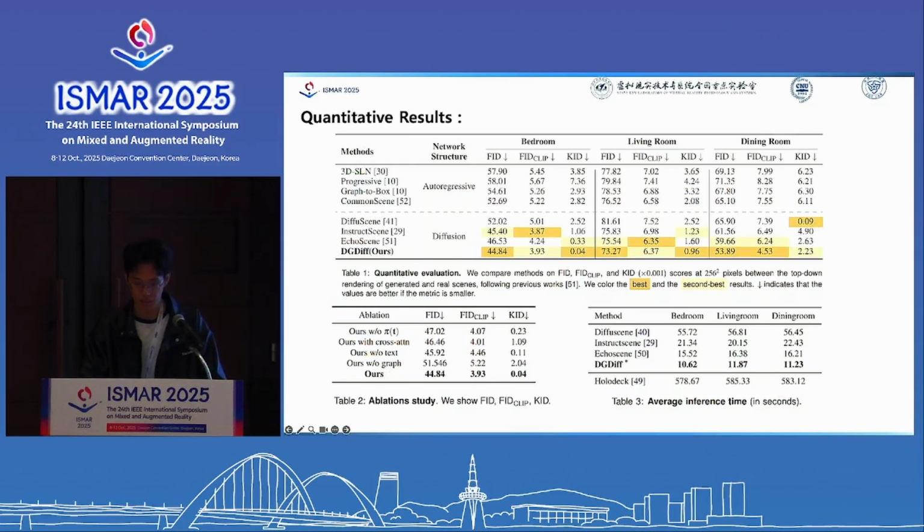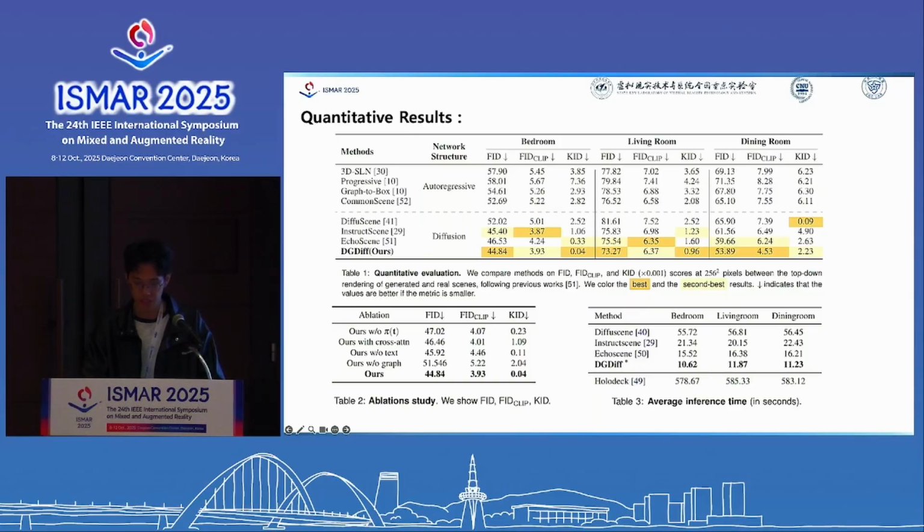Now let's examine quantitative results across 3 key tables. Table 1 is the main comparison. We evaluate methods on FID, FID CLIP, and KID for bedroom, living room, and dining room scenes. DGDiff achieves state-of-the-art or second-best performance across all metrics and scene types.